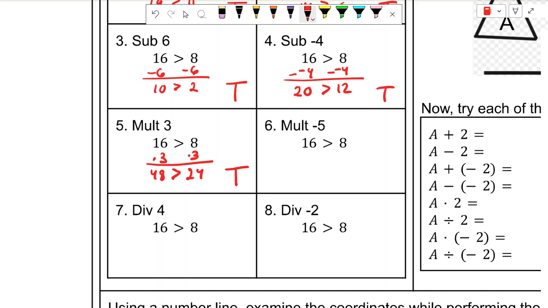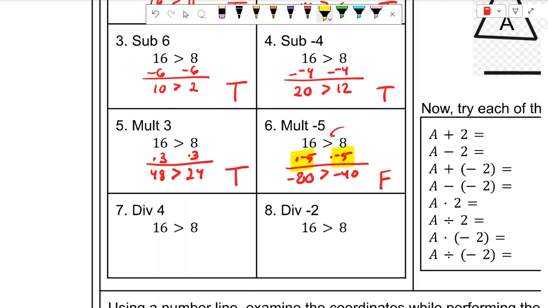Number 6, we multiply both sides by a -5. And 16 times -5, a positive times a negative is a negative, and that is -80. And on the right side, 8 times -5 is -40, and we bring down the sign. Is -80 larger than -40? No, it's false. Well, it was true up here. 16 is larger than 8, but now we multiplied both sides by a negative during the property of equality, and we found out that our sign was now wrong.